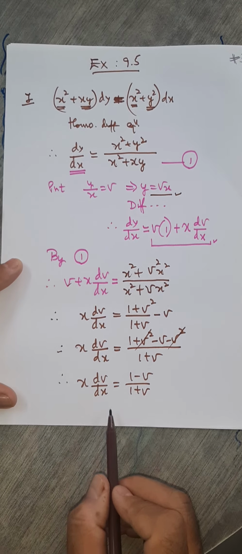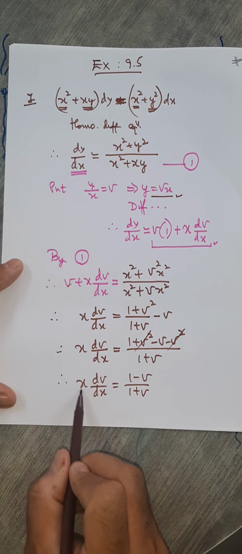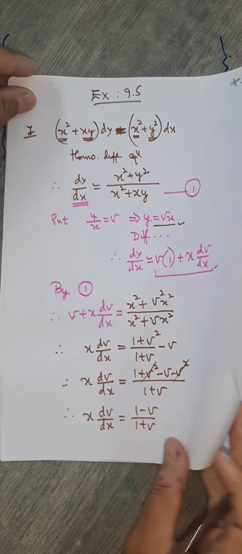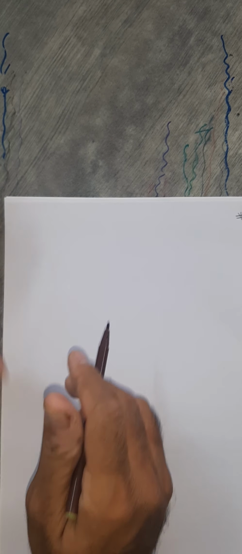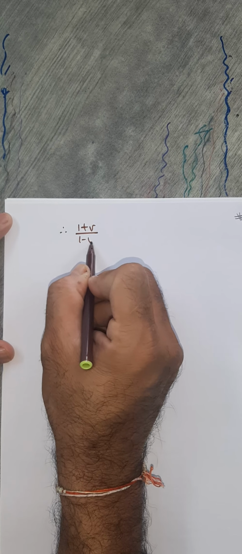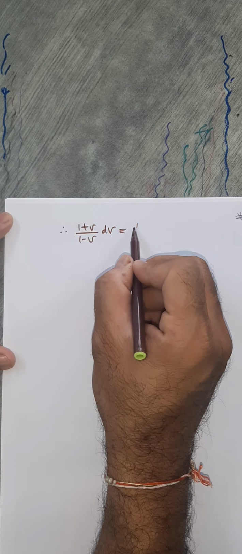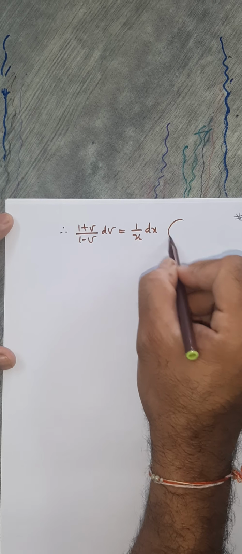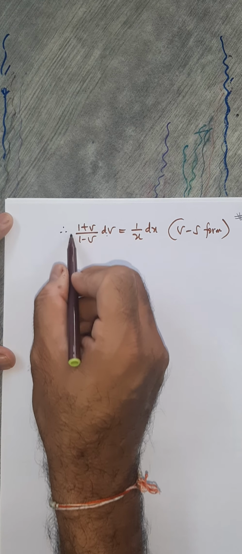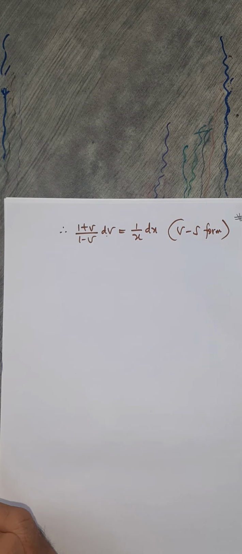Now, which method? Variable separable form. This is about variable v, so I'll take it with dv and I'll take this one on the other side. So the next step here is therefore 1 plus v upon 1 minus v into dv equals to 1 upon x dx. You can see that now this is which form? Variable separable form, right? With dv you have an expression about variable v. With dx you have an expression about x, remember.